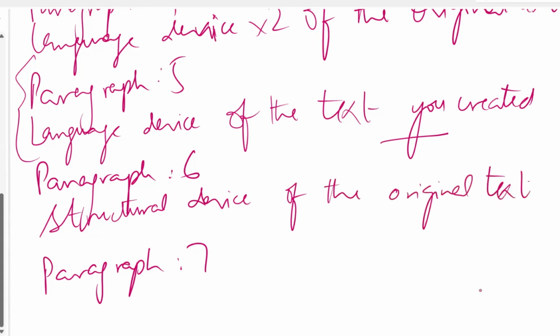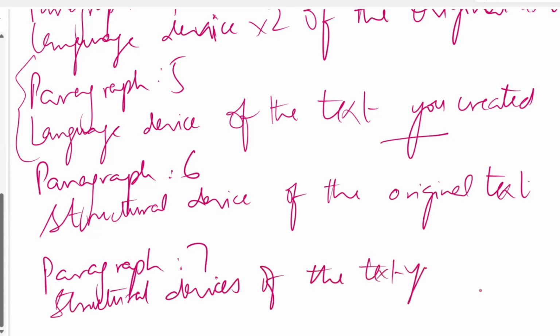of the original text, and then here again the structural devices, as you've not mentioned here, of the text you created. In the text you have created, you've not mentioned the references, you've not mentioned any story, so there are no structural devices in your text, but you're going to mention them. Of course, you need to accomplish that task.